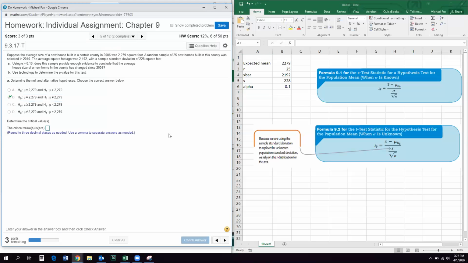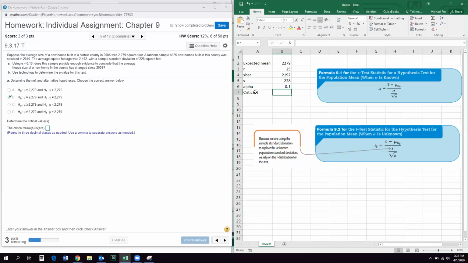All right, so now it wants us to determine our critical values. In this case, instead of a critical z, we need to find a critical t. The reason we know that is because we don't have a population standard deviation. Instead, we have a sample standard deviation, which we're going to use as an approximation for the population standard deviation. Anytime you don't have the population standard deviation, you use the student's t distribution because it has a wider spread and allows for a little more error.